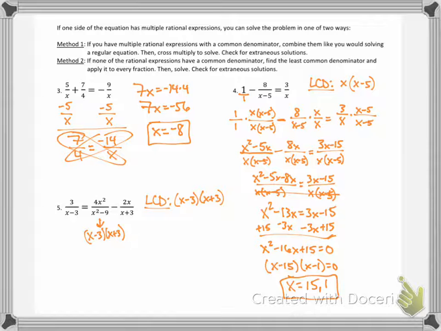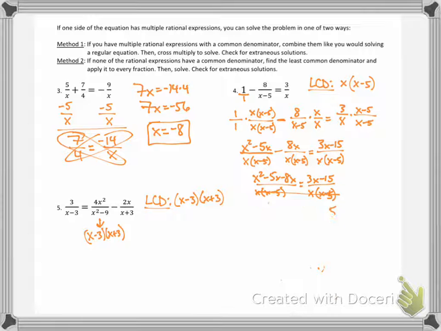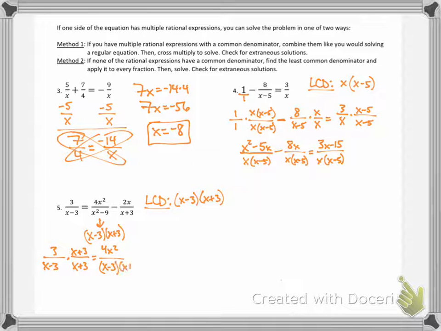So what I'm going to do here, and I'm actually going to erase some of this off the screen so I have some room to write this out, is make sure everything gets affected properly. So 3 over x minus 3, we're going to multiply that by x plus 3, equals 4x squared over x minus 3, x plus 3. Since it already has both pieces, I don't need to multiply it by anything. Minus 2x over x plus 3. That needs an x minus 3.